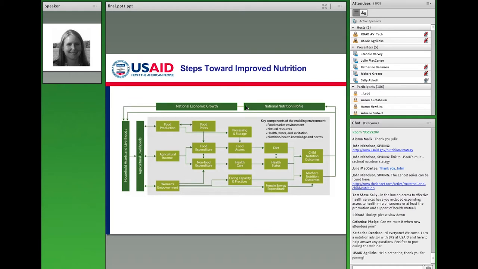And when I say more nutrition-sensitive, I'm really looking at these pathways that were originally developed by IFPRI and the SPRING Project worked on for us.